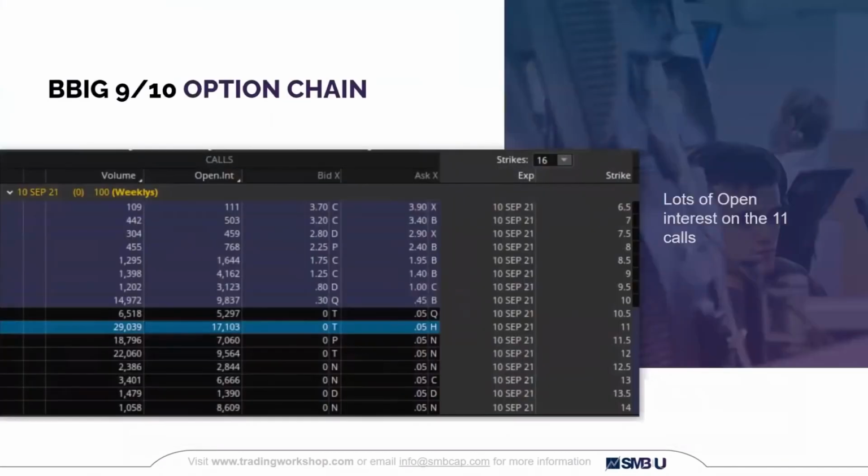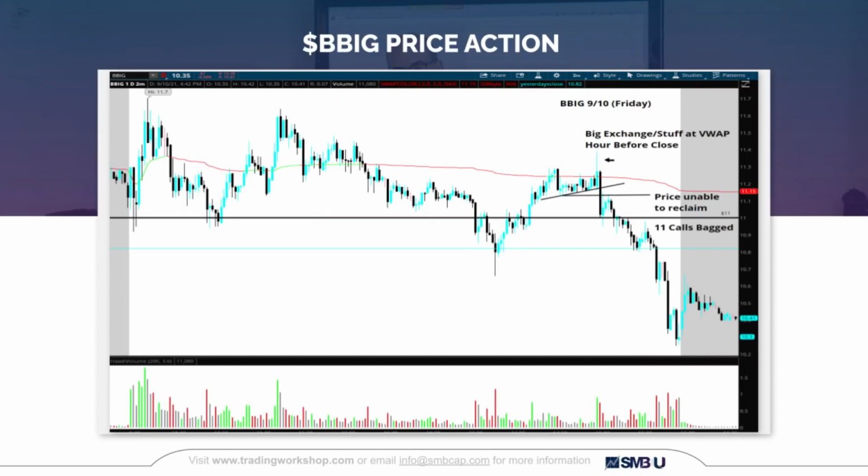Another example, BBIG, September 10th. Open interest is really heavy on those 11 calls, 17,000. Okay, here we see price consolidating for a generous amount of the day. We get a false breakdown right about at 10.80. We get a retest of VWAP.